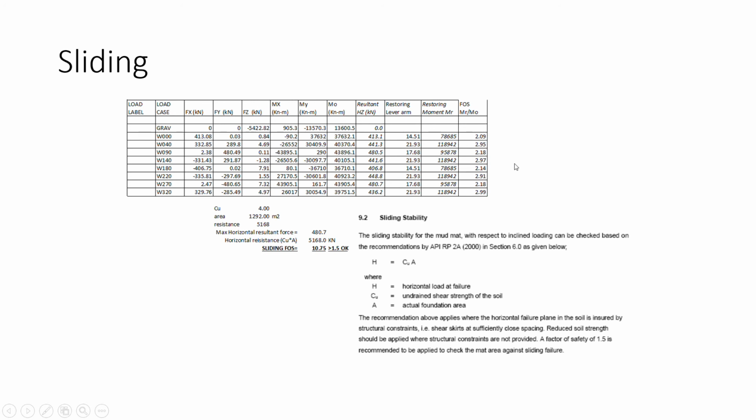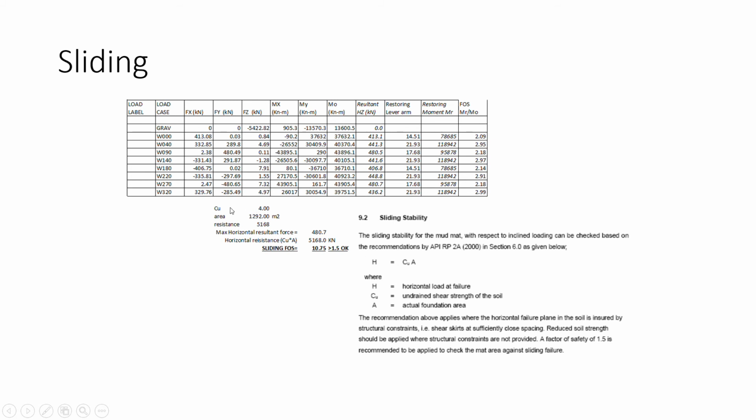Now we have to check for sliding. Cu, the coefficient, is given as 4.0. C is nothing but the undrained shear strength of the soil, and A is the area of the mud mat. This H is the horizontal load at failure. Now there are two ways. I have the horizontal load, the resultant force, and I have Cu. H by Cu is A, so now I know the area.